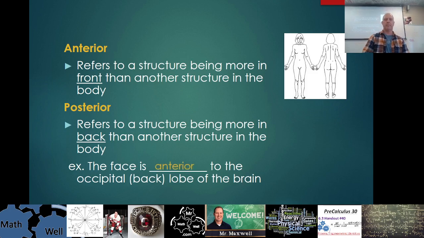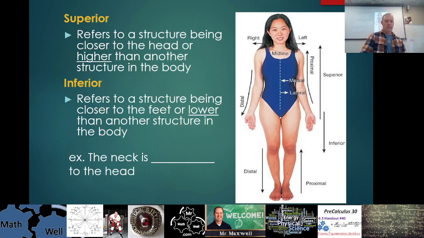Awesome. Okay, next, please. Superior refers to the structure being closer to the head or higher than another structure in the body. Your shoulders are superior to your hips or your pelvis. Inferior refers to a structure being closer to the feet or lower than another structure in the body. You see that over on the side here: as you go higher, you're getting superior, and then inferior.